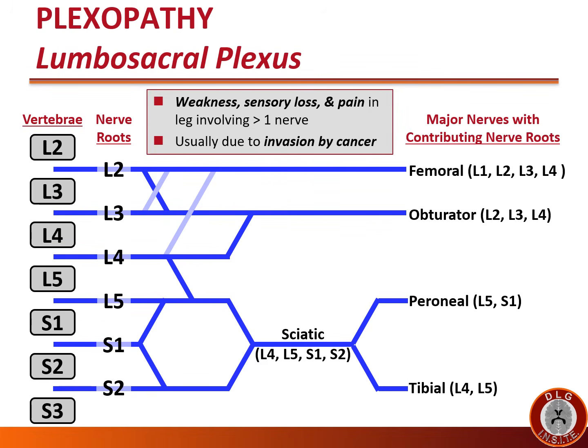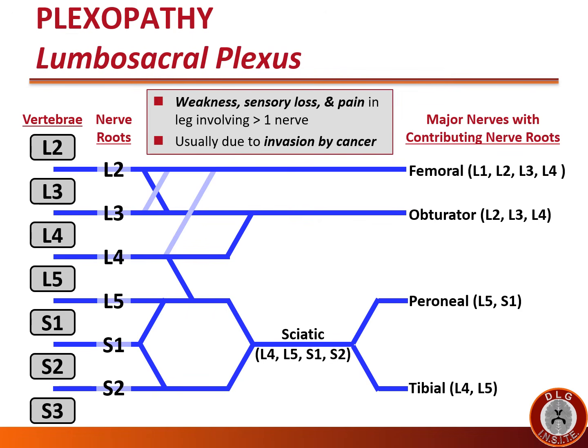The lumbosacral plexus consists of nerve roots L2 through S2. And like the precedent set by C8 above in the brachial plexus, these nerve roots come out beneath the correspondingly named vertebra, L2 below the vertebra L2, etc. These nerve roots come together to form the major nerves in the leg: the femoral nerve, the obturator nerve, the sciatic nerve, and its two branches, the peroneal nerve and the tibial nerve. The corresponding nerve roots are adjacent to the names of the nerves on this slide.